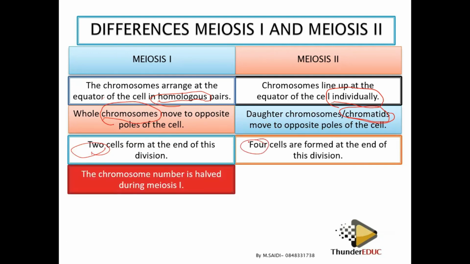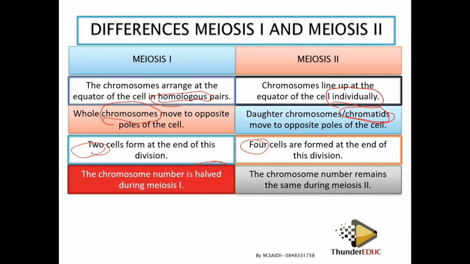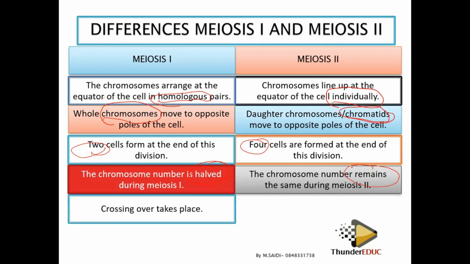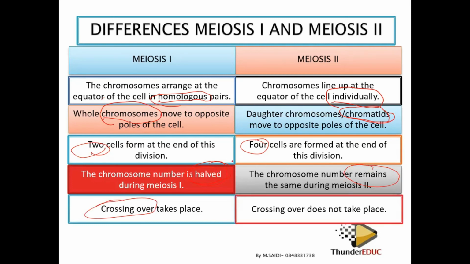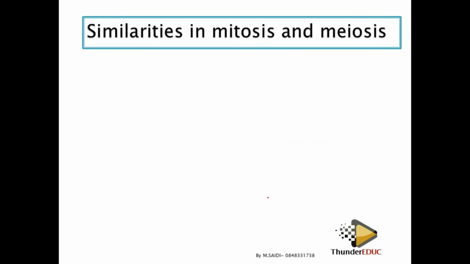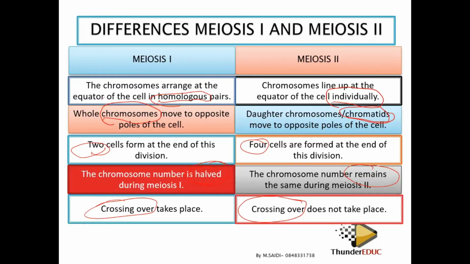Yes. And then our chromosome number in meiosis one is halved. You have the halving effect. You can't see because of the color. And then this side, the chromosome number is maintained. It means that you start with 23 and then you end up with 23. Then crossing over takes place. We say that there is crossing over, while the other side, there is no crossing over. Basically, those are some of the differences between meiosis one and meiosis two.